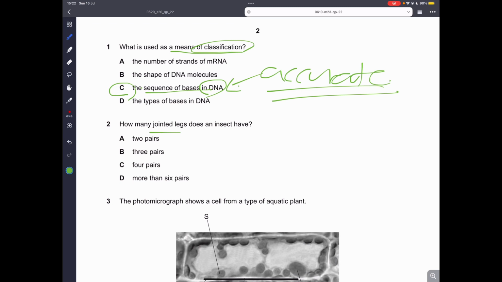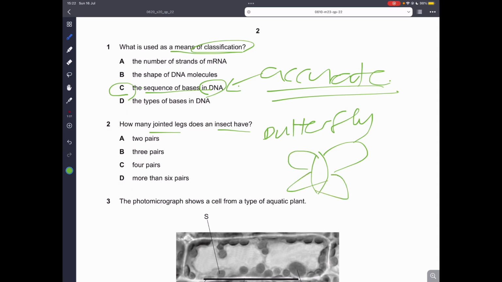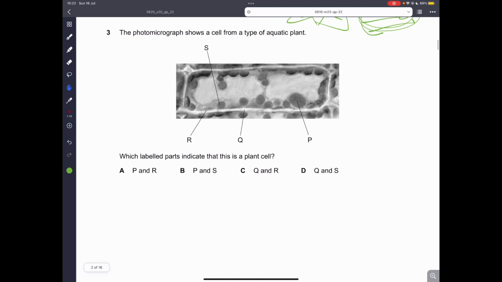Question number 2. How many jointed legs does an insect have? So let's take, for example, a butterfly. We can see that they have 3 pairs of legs, which is 6 legs. So every insect has 6 legs or 3 pairs. So we have to choose B.